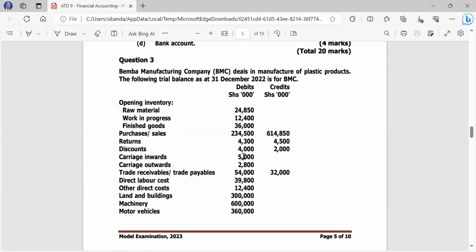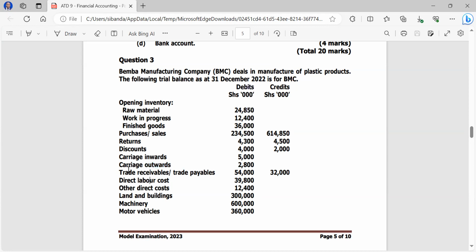Then we have carriage inwards and carriage outwards. Carriage inwards, these are logistical costs that we incur in bringing our purchases into our premises. And we know that when we are preparing our P&L, carriage inwards are added to purchases. Carriage outwards, this is what we incur when we are transporting goods to our customers. These carriage outwards are not added to sales, but they are recorded under our operating expenses. It's very good to take note of how to account for those.